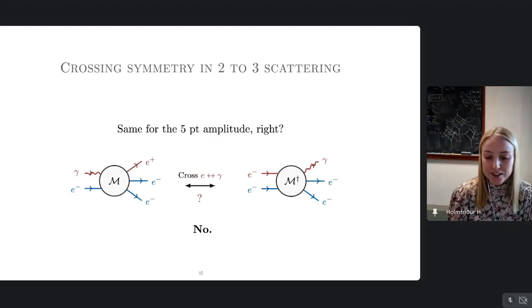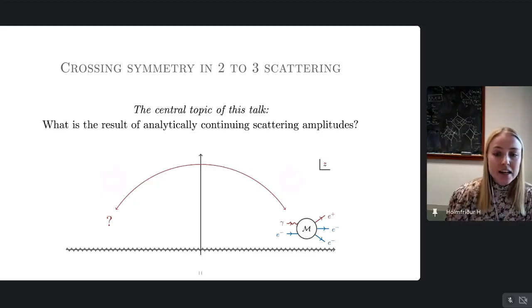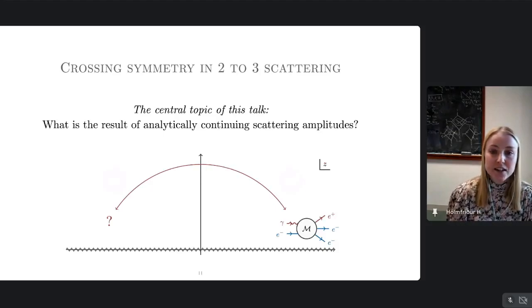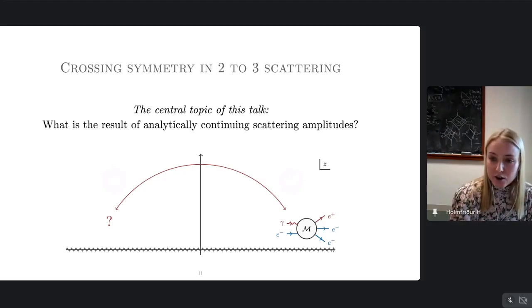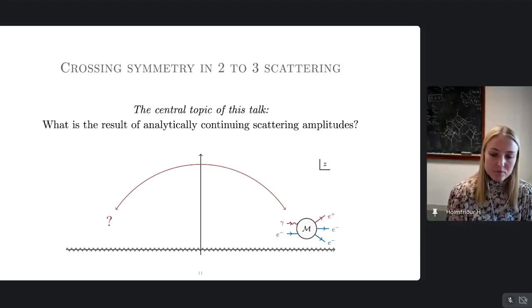And that's the whole point of this talk, is to figure out and present to you what is the result of analytically continuing scattering amplitudes beyond 2 to 2 scattering. So for example, for this 2 to 3 scattering process, what happens if we do an analytic continuation in a variable that I'm going to call z? And the only thing you need to know for now about this complex z variable is that it has the effect of precisely changing the photon and positron from being incoming to outgoing.